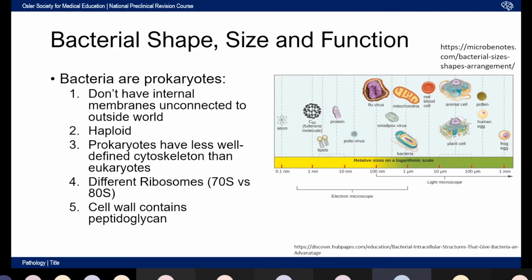Prokaryotes do still have some filaments, but their cytoskeleton is less well developed than eukaryotes. And there are also differences in the translational machinery, so the ribosomes are different. This is an important difference as it can be targeted by antibiotics. And then also peptidoglycan is an important structural protein that's unique to bacteria. Again, all the differences are important because they're the things that can be targeted specifically to bacterial cells rather than attacking human cells.